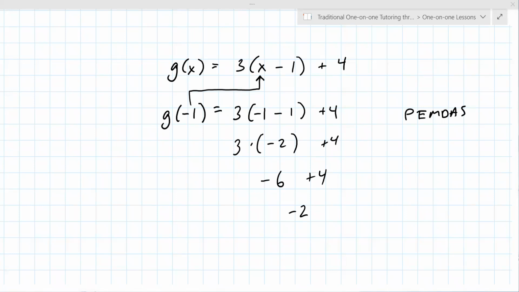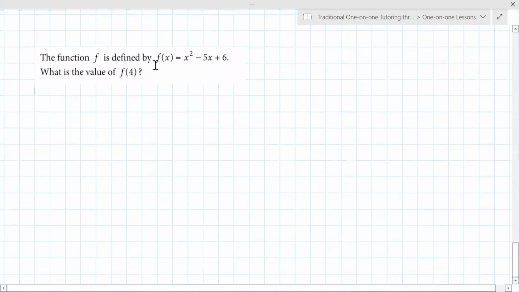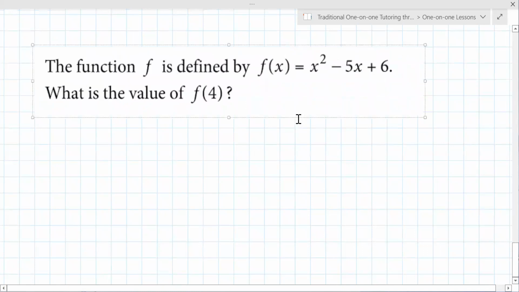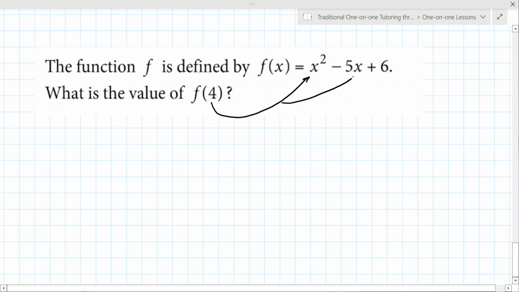Doing real well on these. All right, so the function f is defined by f of x equals x squared minus 5x plus 6, and they want you to find f of 4. So now you're putting that 4 into 2 places. Okay, so it's 4 squared. Notice how I'm putting it in parentheses. Minus 5 times 4 plus 6.